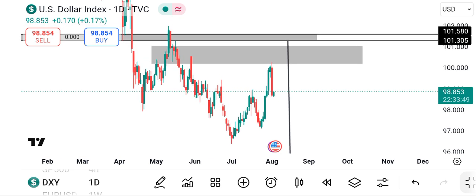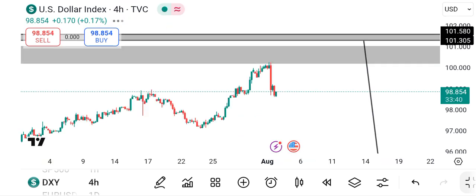So if you've gotten this right on DXY, then you can now go back to EURUSD. On 4 hour, you can see that the market is still trying to push up.